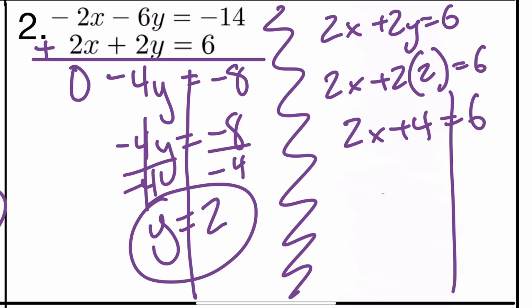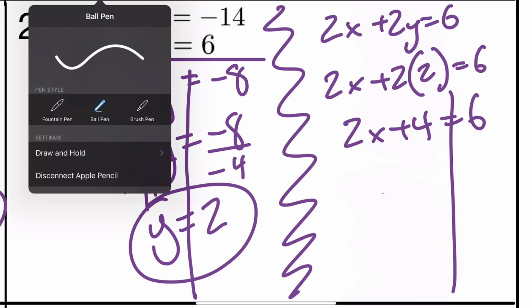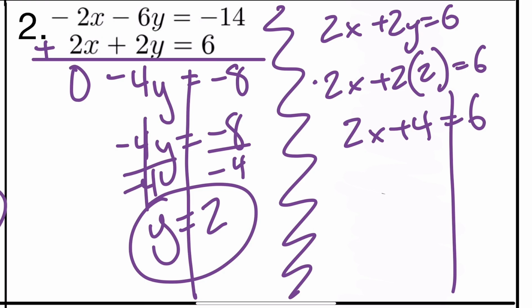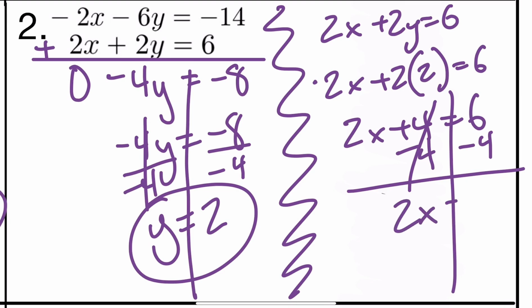Solving it. We got 2x plus 4, so that's going to be a minus 4 to both sides. Gone. So we have 2x equals 6 minus 4, which should be 2. Then I want to get rid of this 2 right here so I get x by itself. Divide by 2, divide by 2. This is gone. So we have x equals 2 divided by 2, which is 1.